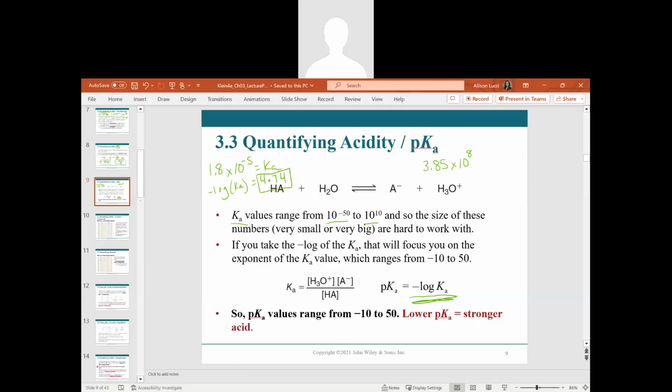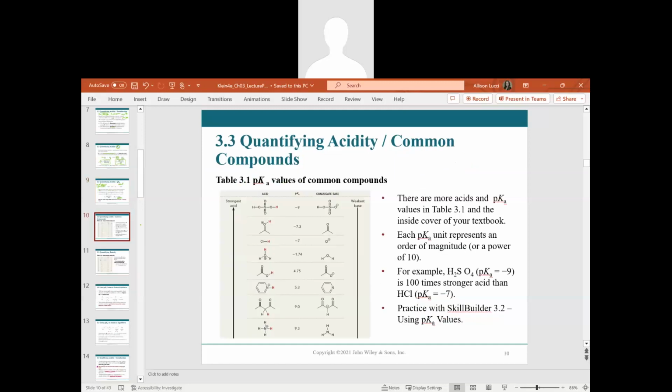So if we do this with all of our weak acids, we would have just a numeric value, such as one coefficient followed by a couple decimal places. So it's a little easier to rank our acids, like so here. We have this table that shows us some common compounds that we can rank according to their pKa values.